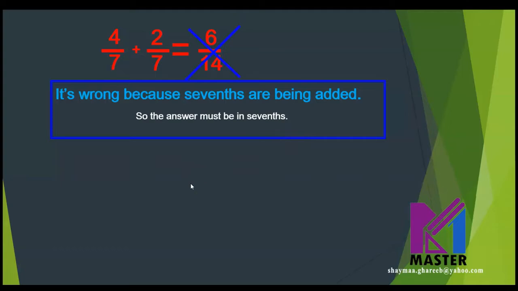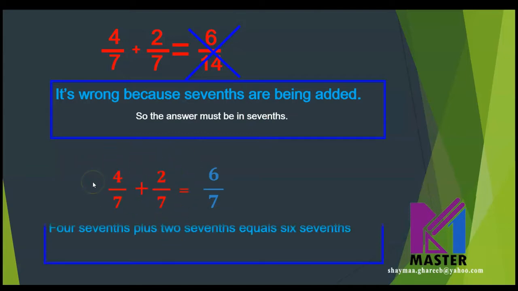So we're going to cross this answer out and we'll try to do the correct answer. So 4 sevenths and 2 sevenths equals 6 sevenths. So when I add fractions with the same denominator, I don't add the denominators. I only add the numerators.